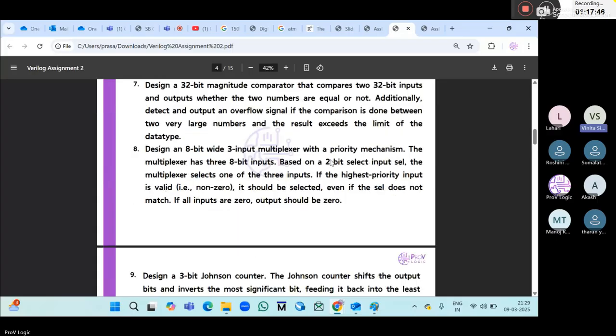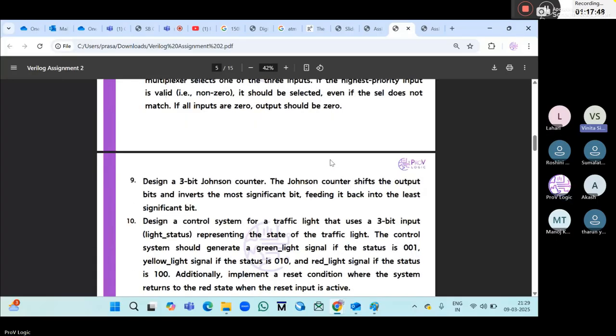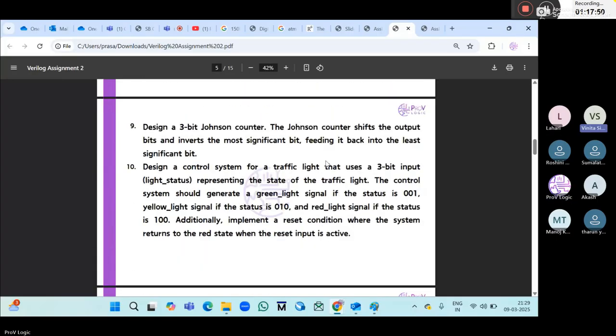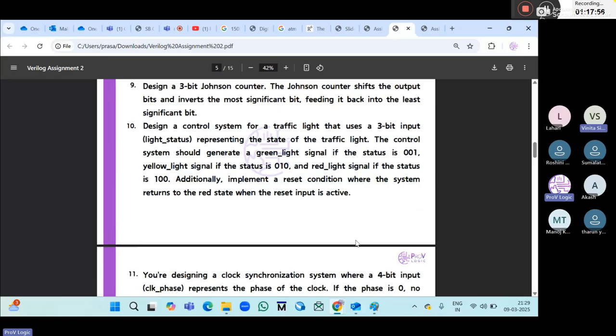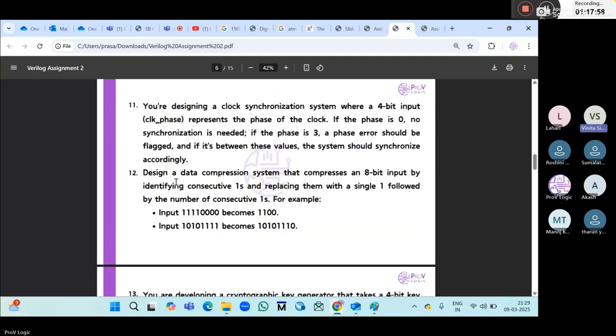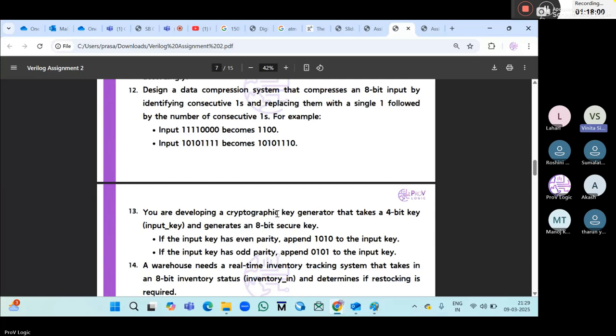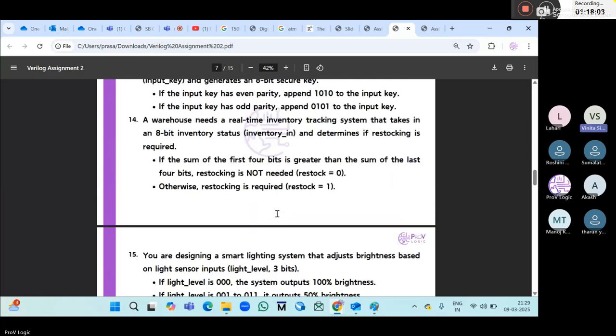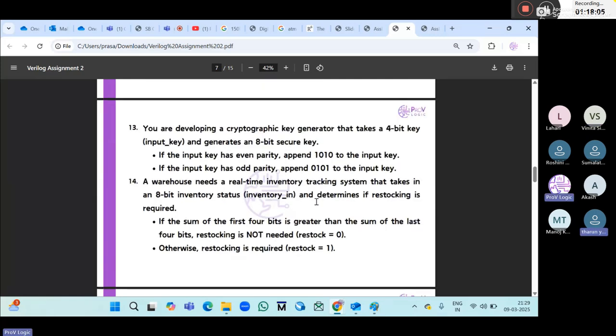Like in this we have a... whatever we have read, you can try this after revision. I mean, we just need to connect whatever we have read. These are all FSM related.